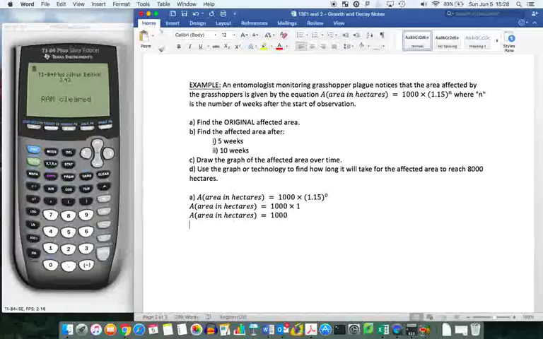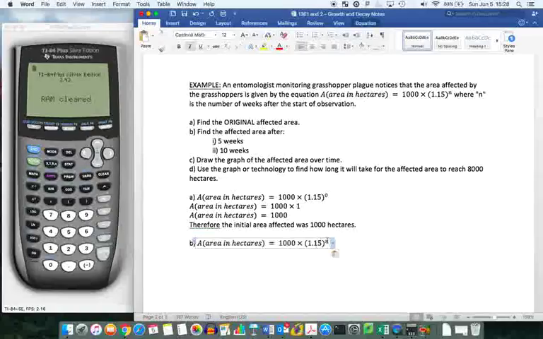Area, therefore, the initial area affected was 1,000 hectares. Why? Because the initial area is when the number of weeks is 0. Anything to the power of 0 is 1. 1 times 1,000 is 1,000. Done.